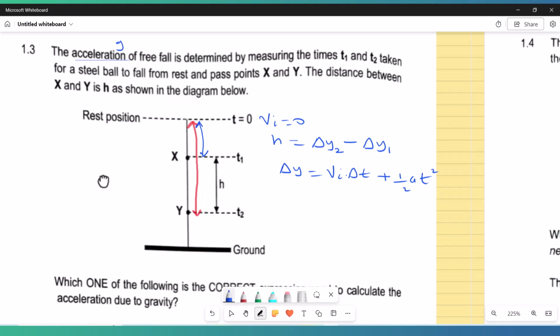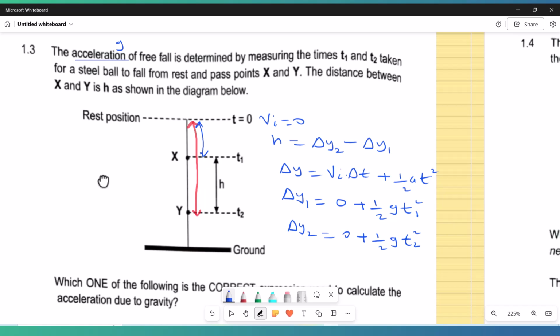Now talking about this first one in blue, we're going to have our change in y, that's change in y1 equals, now the v initial is 0, no? So make everything here 0, then plus a half, looking for this gravity g, now t1 squared, so that this is my equation 1. Then likewise change in y2 equals 0 again, because v initial is 0, then plus a half g, then t2 squared. Now if you check what I told, that is h equals change in y2 down in red minus change in y1, which is in blue.